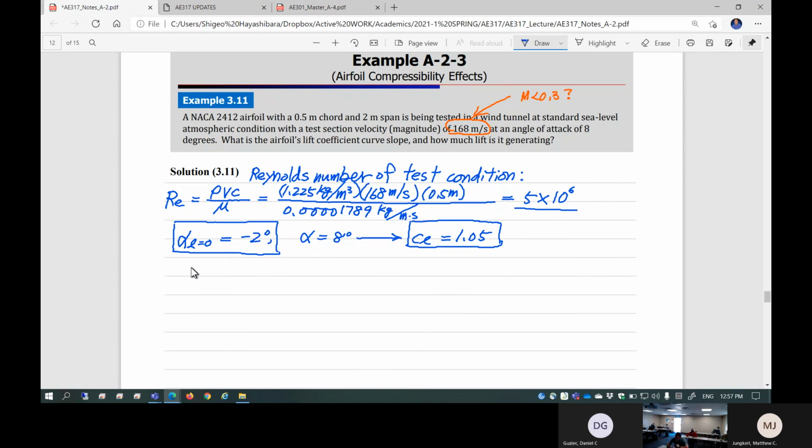And then out of here, you can even determine CL alpha, the lift curve slope. This is delta CL over delta alpha. Delta alpha is from alpha zero lift, which is minus 2 degrees, to 8 degrees. At 8 degrees, CL is 1.05. At minus 2 degrees, of course, CL is 0. This gives you a lift curve slope of 0.105 per degree. This is the lift curve slope data I can pick up from this NACA 2412 data chart.